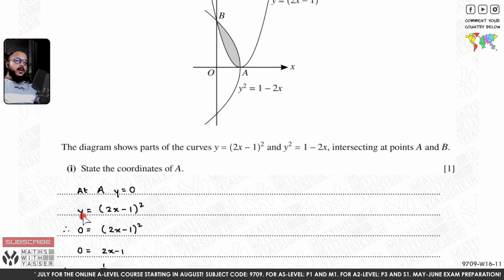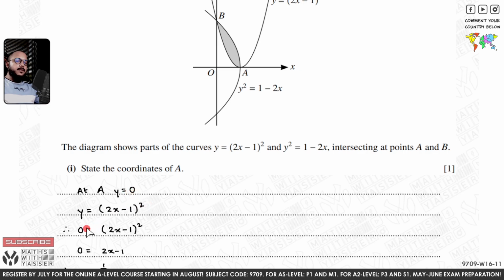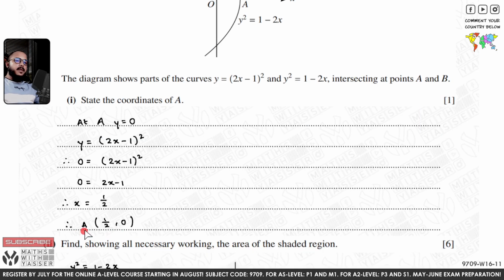So the formula is y equals (2x minus 1) whole square. And now let's substitute y equals 0 into this equation. So 0 equals (2x minus 1) whole square. So 0 equals 2x minus 1. So x is equal to half. So the coordinate must be half and 0.